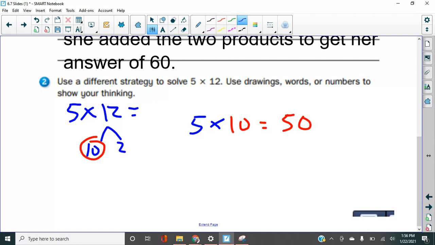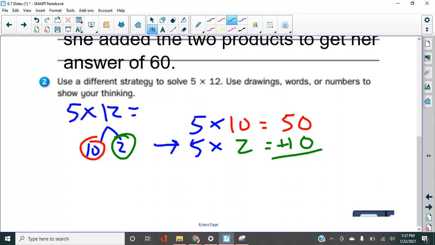Our first one is going to be 5 times 10, right? We have to multiply that times 10 equals 50. And then what's our second line going to say? 5 times 2, right? 5 times 2 equals 10. So what should I do with my 50 and my 10? Add them up. Did you add them up? And get 60. Okay, so we've used some numbers here to be able to show our thinking. Maybe we could have written it in sentences also, but we stuck with the numbers there.